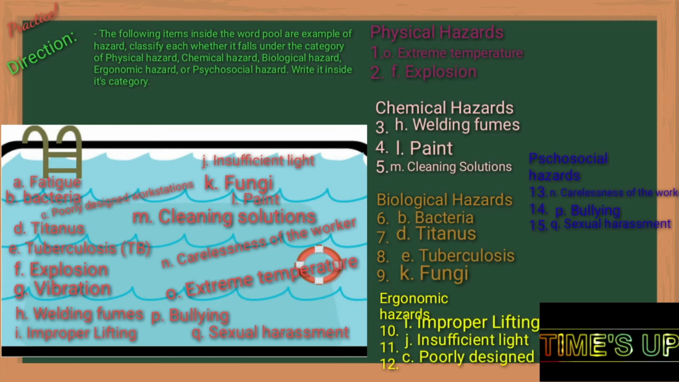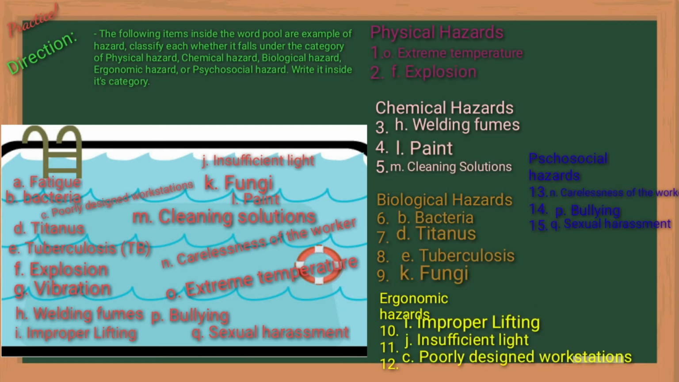Time is up. The correct answers are: for physical hazards, there are two, the extreme temperature and explosion. We know that these hazards can harm employees without necessarily touching them. In chemical hazards, we have burning fumes, paint, cleaning solution. Chemical substances are substances that can cause harm to people or workers.